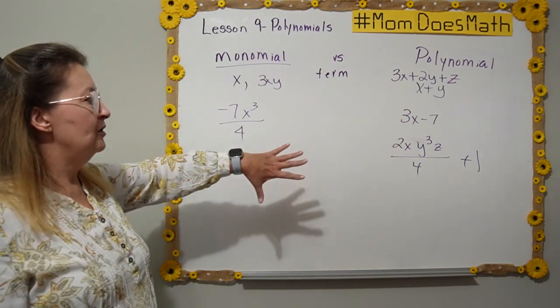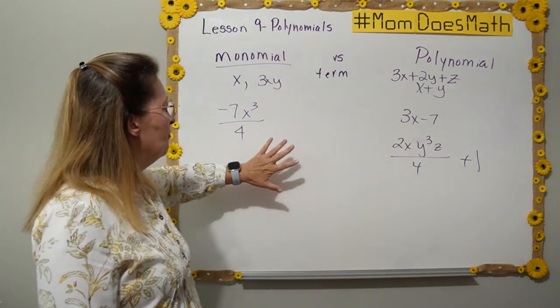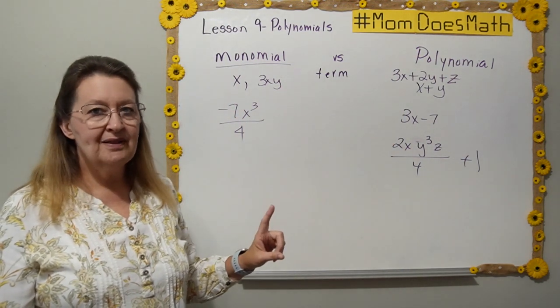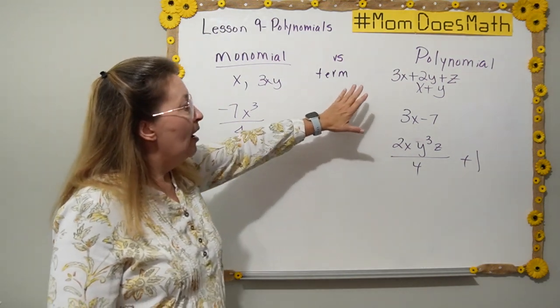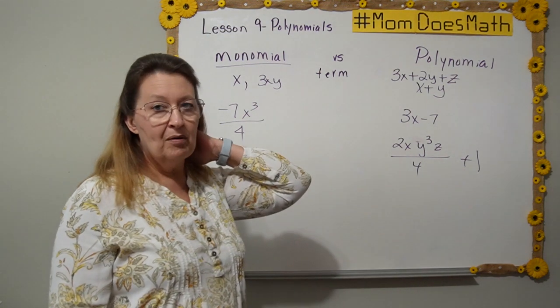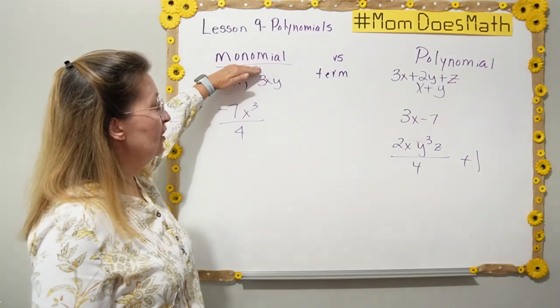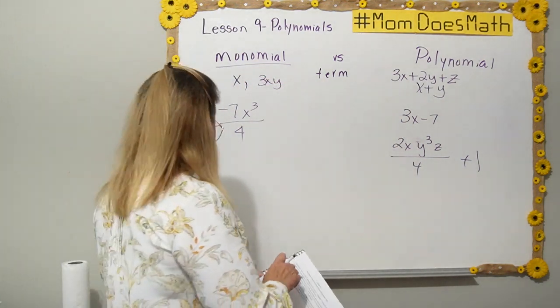So what do you notice that polynomials have that monomials do not have? Plus and minus signs. Now, other than this is a negative, which is not the same thing. Polynomials are always going to have a plus or a minus sign. Okay, so that's what you're looking for. If there's not one, you know you have a monomial. If there is one, you have a polynomial.